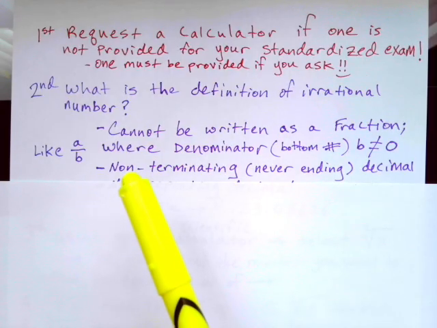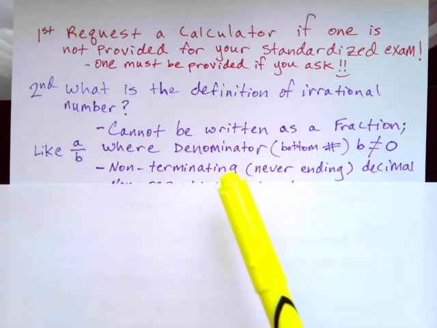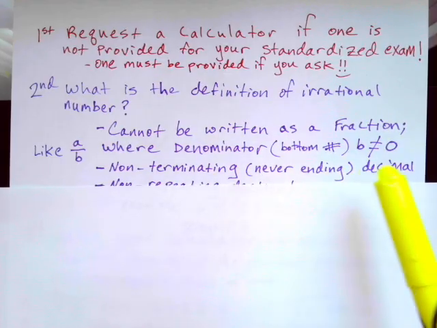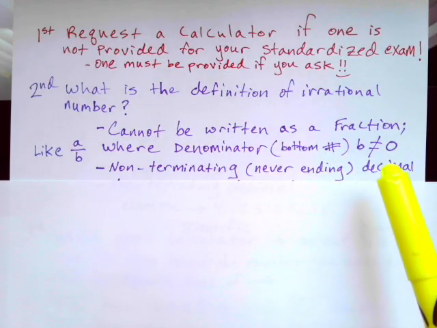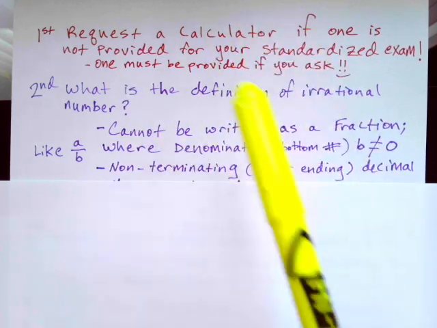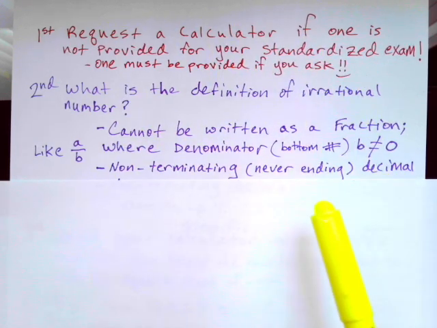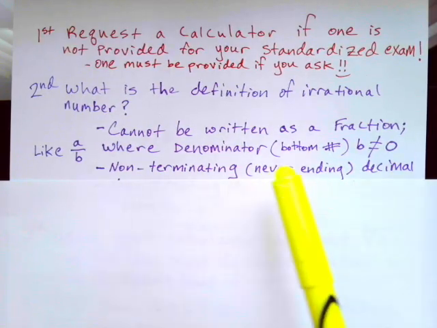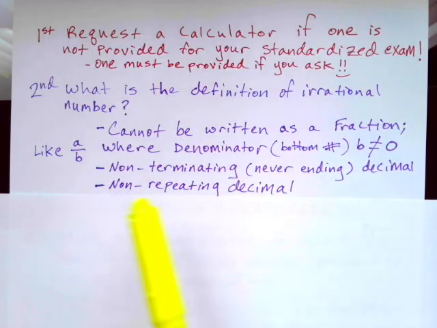An irrational number is a non-terminating, that means never-ending, decimal value, right? So if you're using your calculator, a decimal that never ends, like pi, 3.14, goes on and on forever, and none of those decimals are repeating, right? So it's a non-repeating, non-terminating decimal that goes on and on and on.